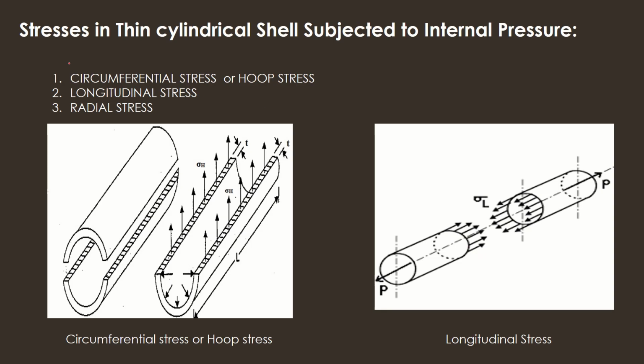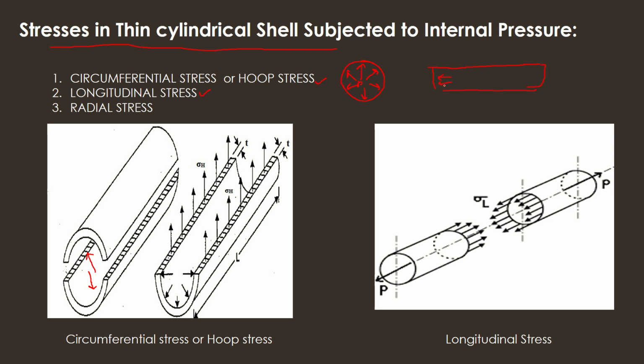So let us see technically what the stresses in a thin cylindrical shell are. The first one is circumferential stress, or hoop stress. Along the circumference the pressure will be acting like this, right? That is circumferential stress. Due to circumferential stress the failure may occur like this, and it will burst into two parts. The second one is longitudinal stress, which acts along the length.